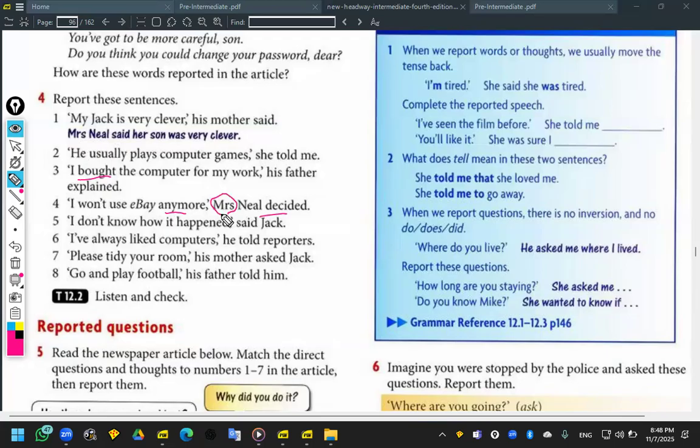She, be careful about the modal verb, will becomes would.